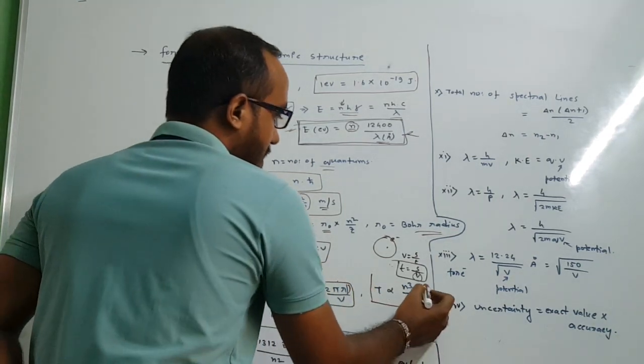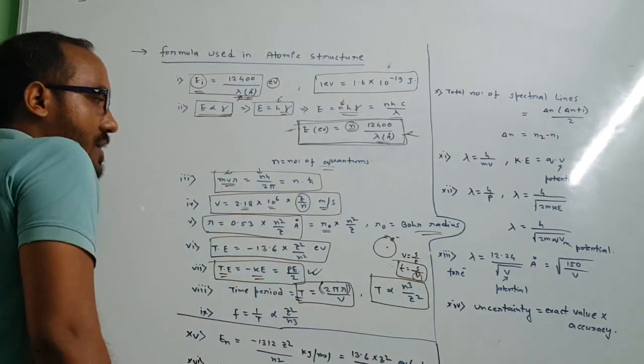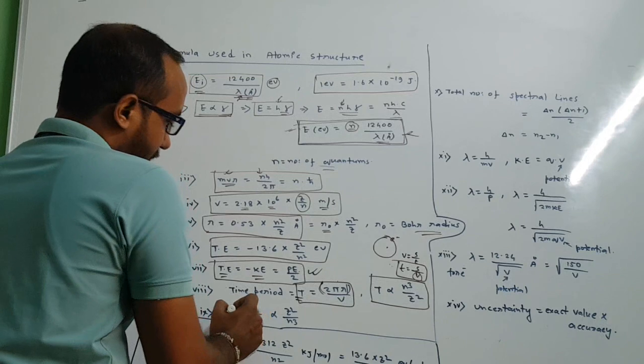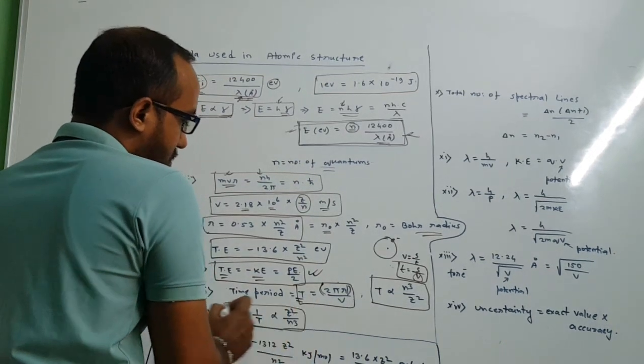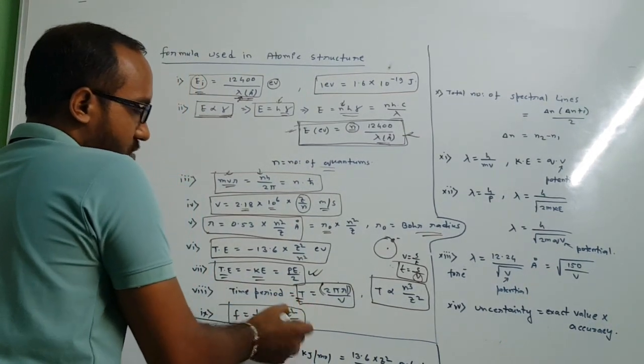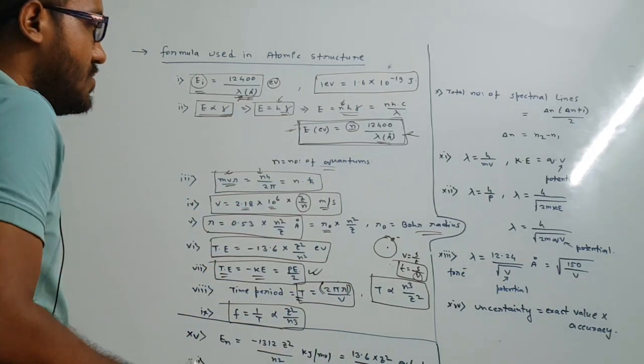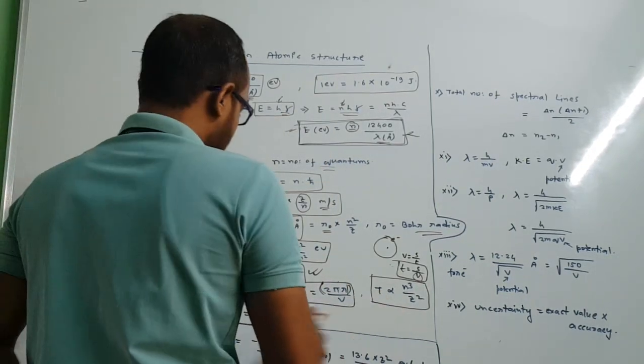Now T is proportional to n cube by Z square, and frequency is, we know, 1 by T, so frequency is directly proportional to Z square by n cube. You can use this formula efficiently in MCQs because these formulas are extremely important.